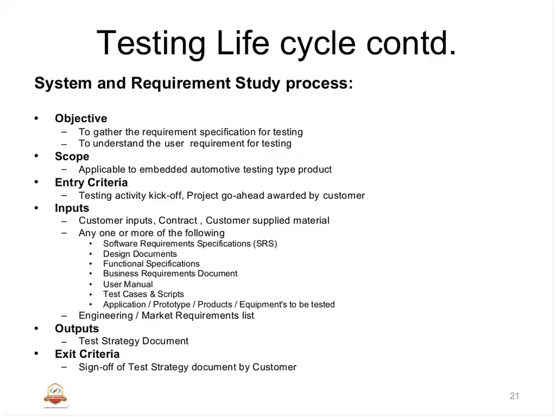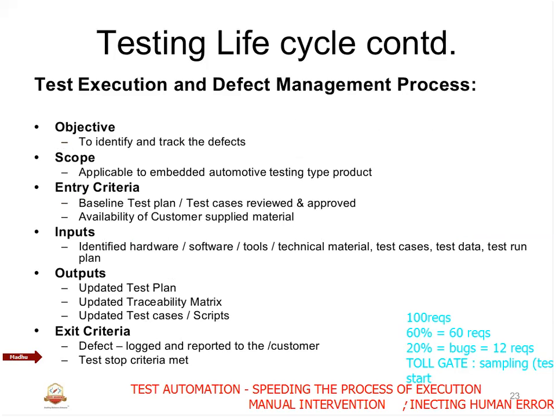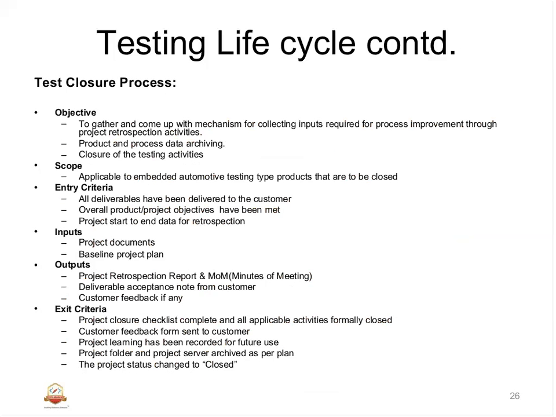So what does it have? The test closure process has an objective of gathering and coming up with a mechanism for collecting inputs required for process improvement through project retrospection activities. What it means here is, we have delivered the product, we have tested the product, and we have got a deployable product available at the customer.